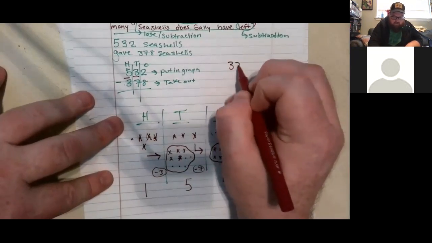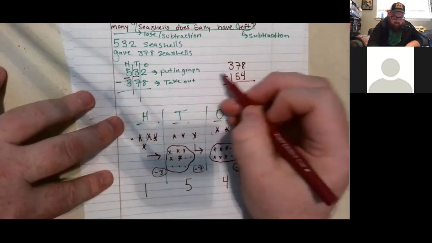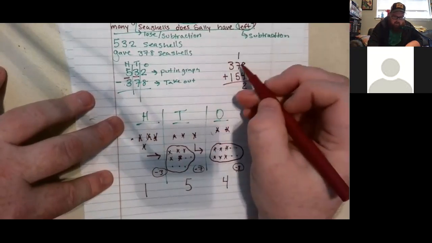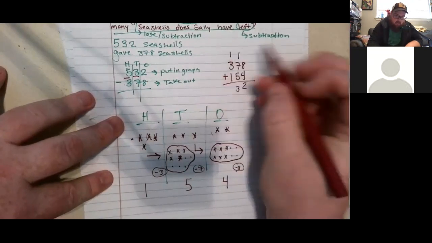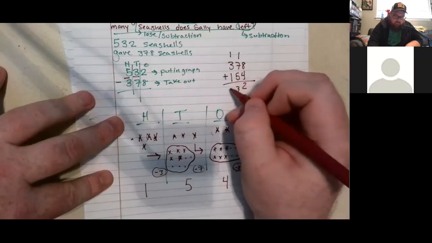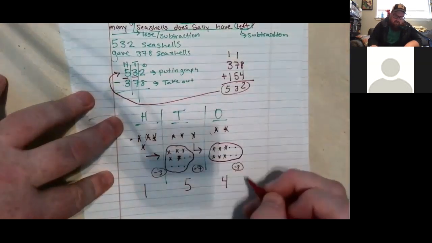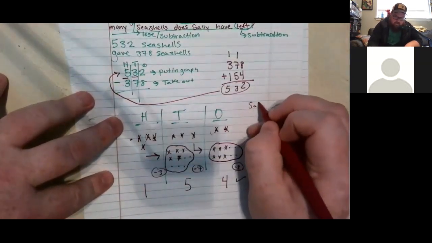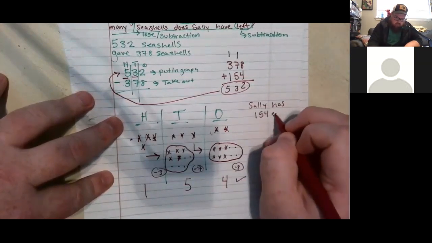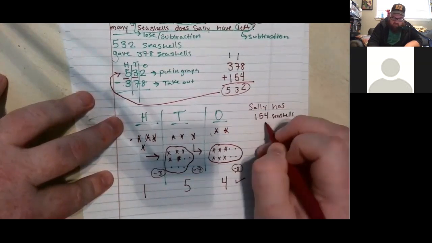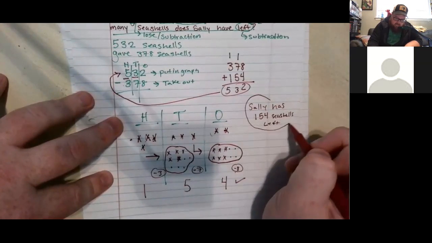So we have 378 plus 154. I know that 8 plus 4 is 12. Carry my 1. 7 plus 5 is 12, plus 1 is 13. Carry my 1. 1 plus 3 is 4, plus 1 is 5. And as you see, our numbers match up. That means we have gotten the correct answer. So Sally has 154 seashells left. That would be your answer.